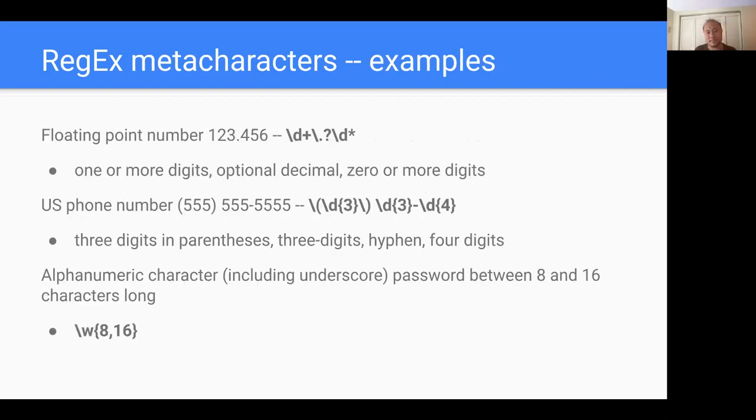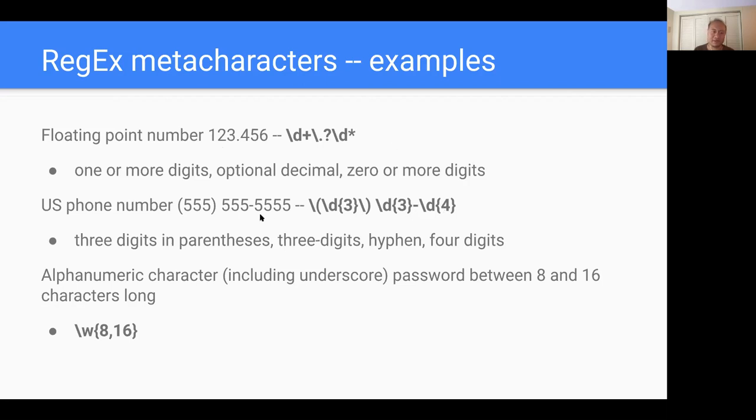Here's some examples. You've got a floating point number. So I'm going to match on at least one digit, possibly have a decimal after that, and then possibly zero or more digits after that. So that's a very simple example of regex.